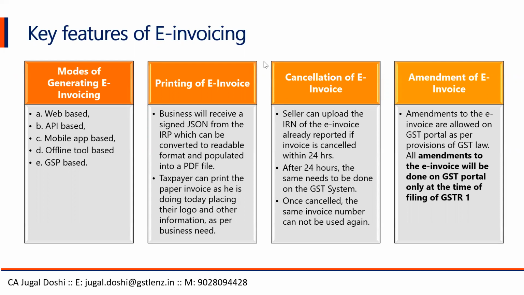But what if there is a genuine case? Then what can I do? In that case, I will have to cancel it. I will have to delete the auto-populated data in GSTR1. So IRP, invoice reporting portal, is just a pass-through. They don't store the data.